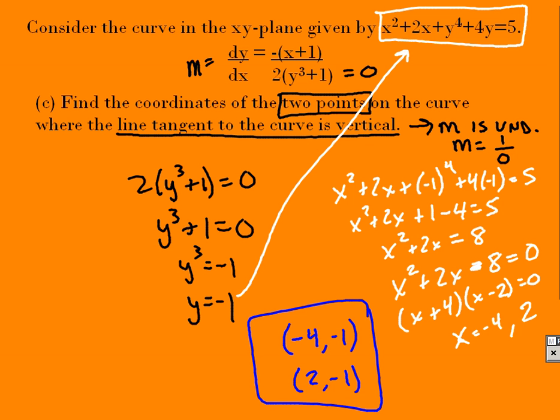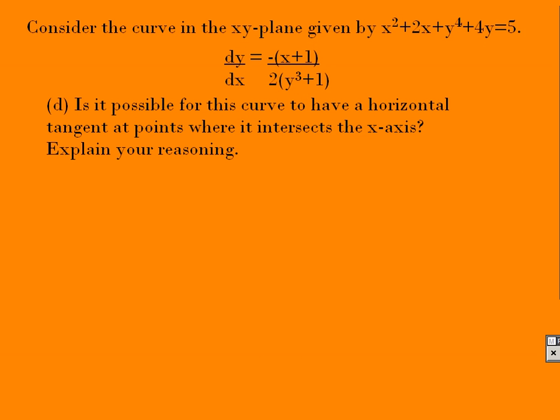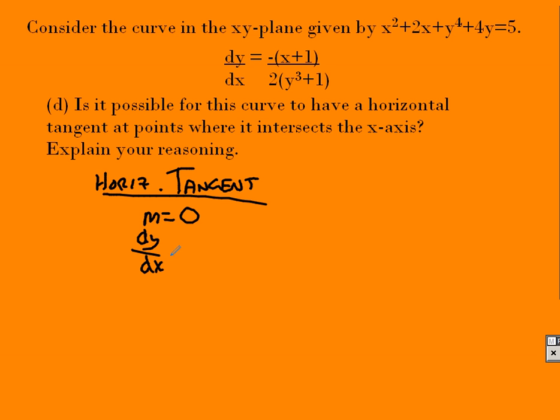Okay, the last part of the problem: is it possible for the curve to have a horizontal tangent where it intersects the x-axis? Alright, there's two parts to this. First, I'm going to look at horizontal tangent. And when it's a horizontal tangent, that means that the slope must equal 0. So that means dy/dx must equal 0. So if this whole thing equals 0, the numerator needs to equal 0. So I'm going to say the opposite of x plus 1 equals 0, that means x will equal negative 1. So whenever x equals negative 1, that's when you have a horizontal tangent.